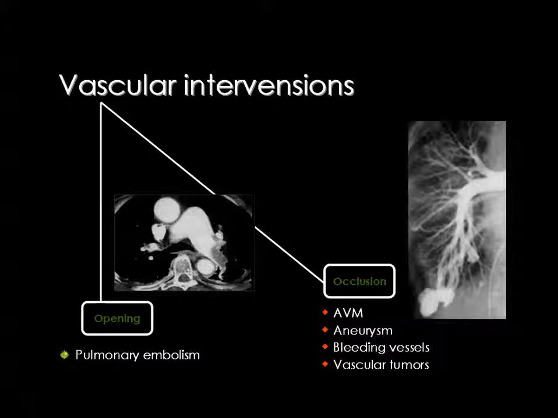Then we came to the vascular interventions, and there are two main goals for the vascular intervention. Number one is the opening of an occluded vessel, which is a technique commonly used for embolectomy of the major pulmonary emboli in the major pulmonary vessels. And actually, I don't know exactly if this technique is performed in my country or not, but I am sure that it is not performed by the radiologist, maybe performed by the cardiothoracic surgeons, for example.